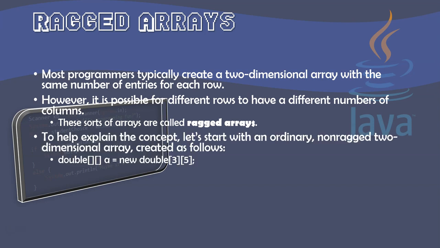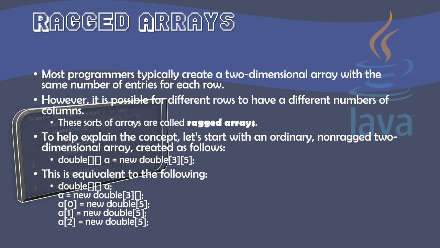To help explain this concept, let's start with an ordinary non-ragged two-dimensional array as follows. double[][] A = new double[3][5]. That means in this example, you're going to have 3 rows, and each of those rows is going to have 5 columns. It would be the equivalent of saying double[][] A = new double[3][], an empty size, and then saying at A[0], let's set this to a new double[5]. A[1], new double[5]. A[2], new double[5].